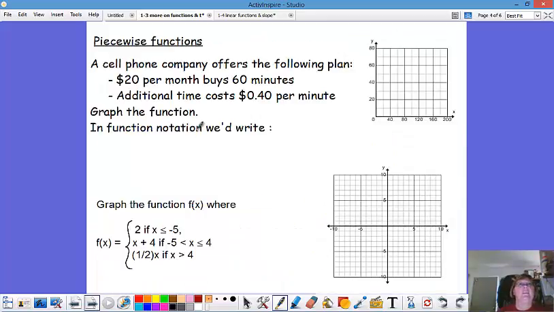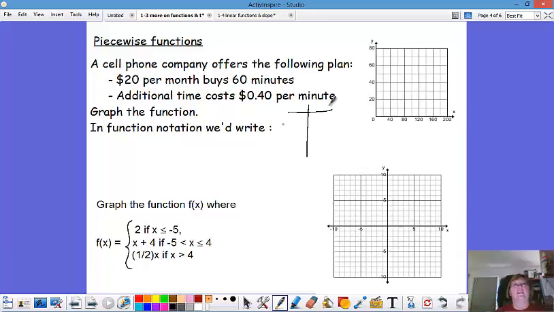Let's go on. The next type of function we're going to look at today is a piecewise function, and if you remember this from your algebra class, you may be cringing right now. They were never our favorite things. This is the cell phone plan that we're going to be looking at, and I'm going to try and read while I'm writing here. $20 per month will buy you 60 minutes of airtime. Additional time is 40 cents per minute. I'm not sure that's the plan I want, but that's the one we have here.